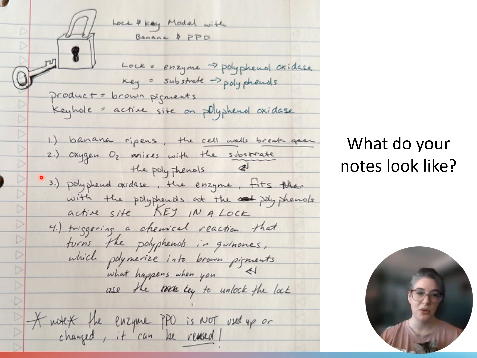Your third step is going to be polyphenol oxidase being there. It's the enzyme, it's a protein, and it fits with the polyphenols at the polyphenol active site. The key goes into the lock. And this isn't going to happen just any way. So you need to have oxygen. That O2 has to be introduced to the polyphenol.